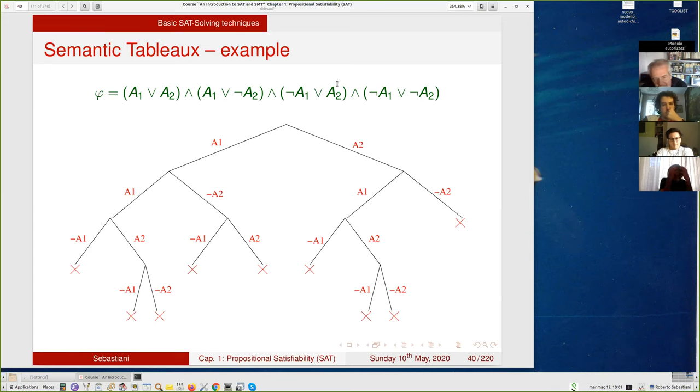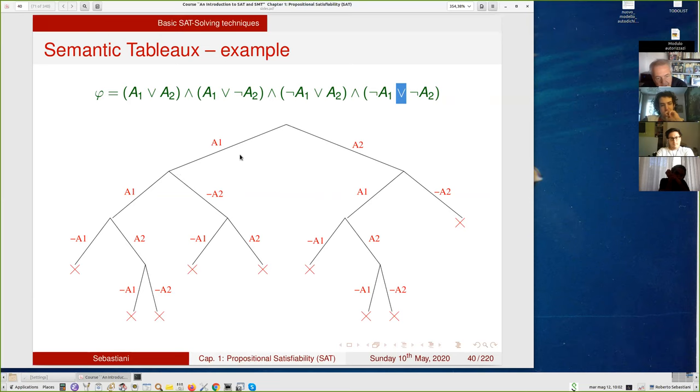You are here. You have already expanded this. Now here you can expand this or here, which is not A1 or A2, creating not A1 and not A2. But this branch here is in contradiction with this branch here. This branch here is closed because of this contradiction.